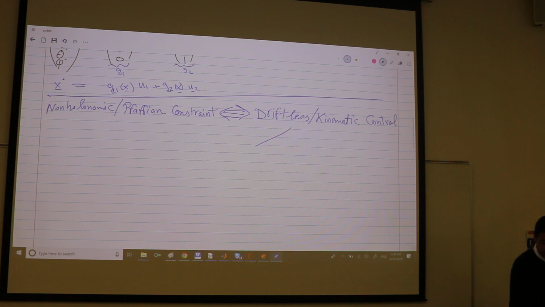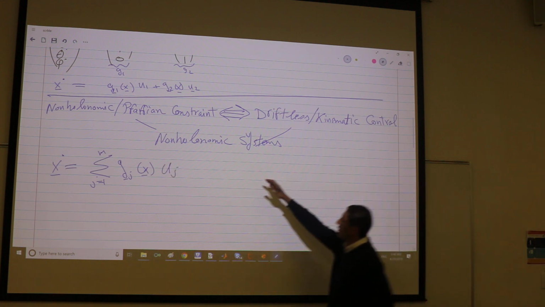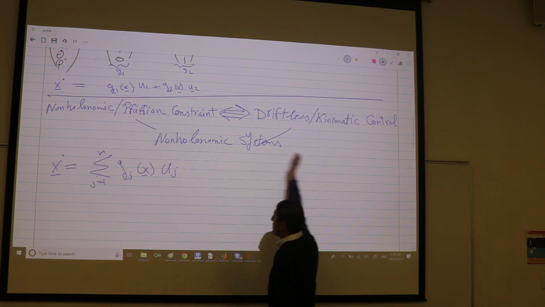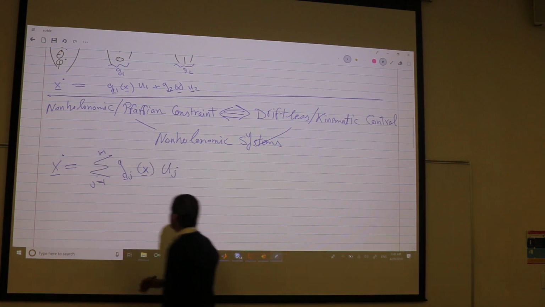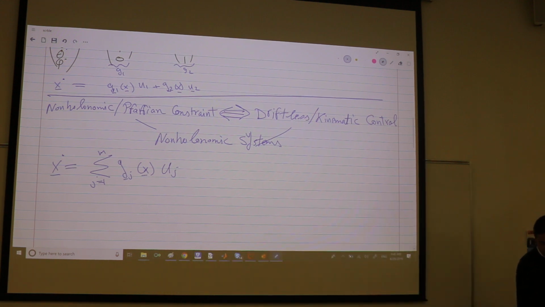Hence the name: in the control community, they call these non-holonomic systems. So non-holonomic systems are x dot equals the summation, j equals 1 to n, of g_j of x. To us, they are just driftless systems. In the control community, you will hear the word a lot, non-holonomic systems. It's because they mainly come from non-holonomic constraints. Okay? And of course, they should be satisfying the LARC.